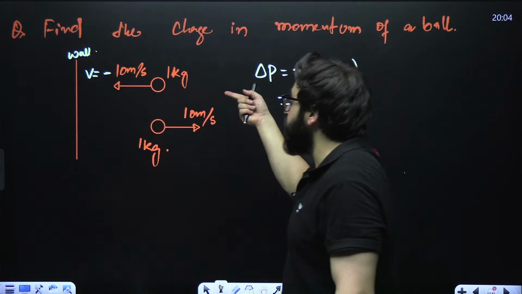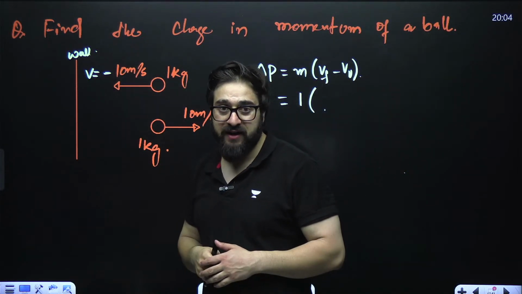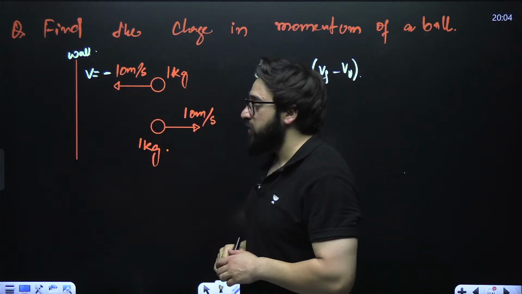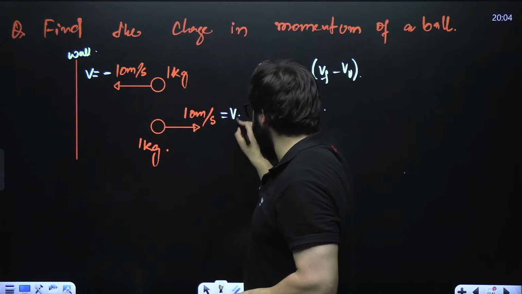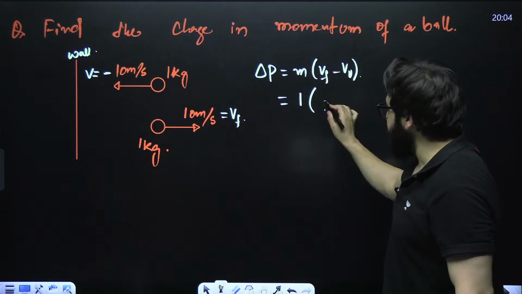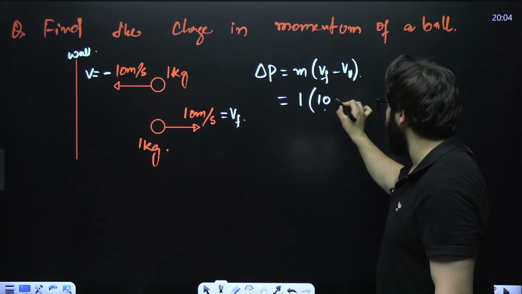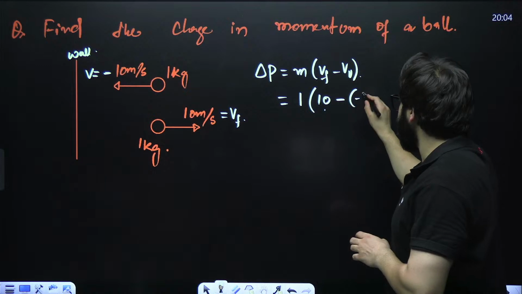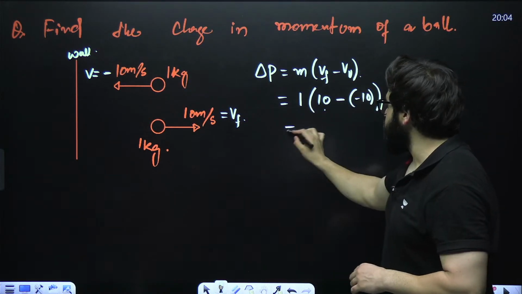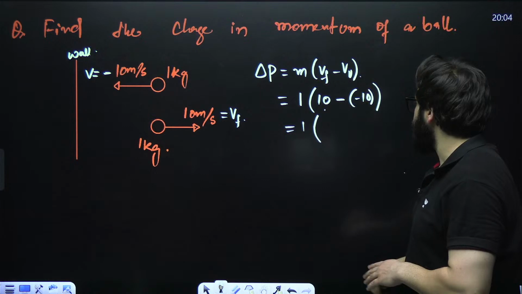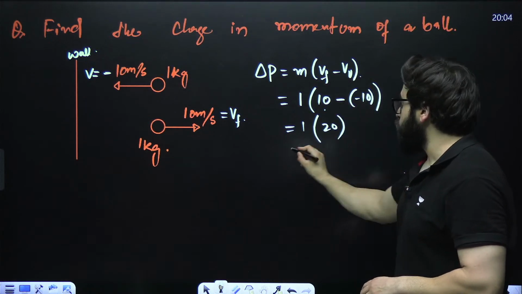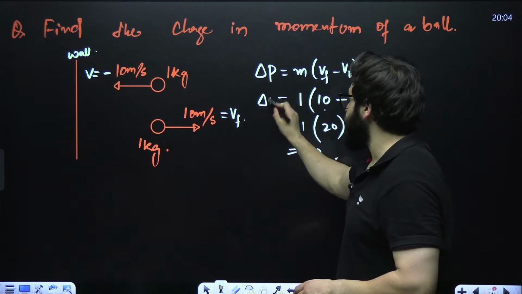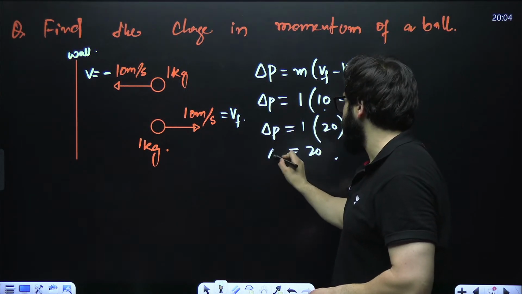Because it is moving towards left. So I can say this is V initial, and V final over here is plus 10. So V final in this case is plus 10 minus V initial, which over here is minus 10. So this will be 1 kg into 10 plus 10, that is 20. In this particular case, the change in momentum came out to be 20.